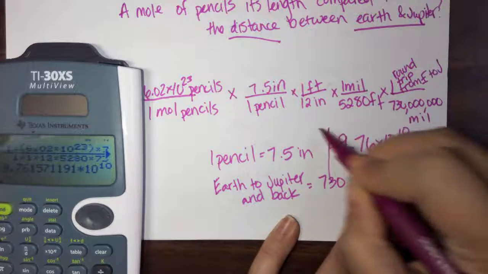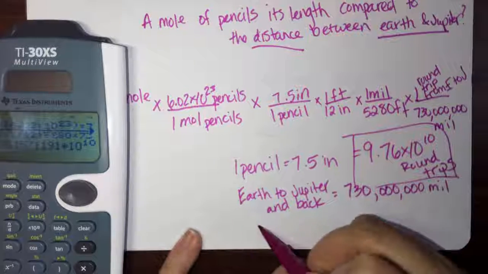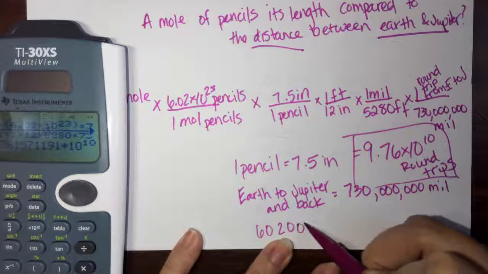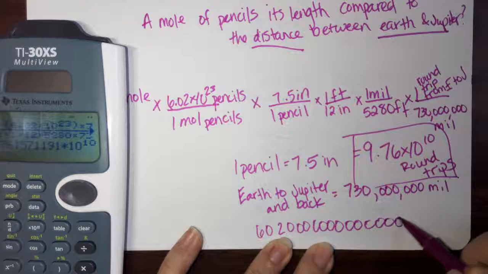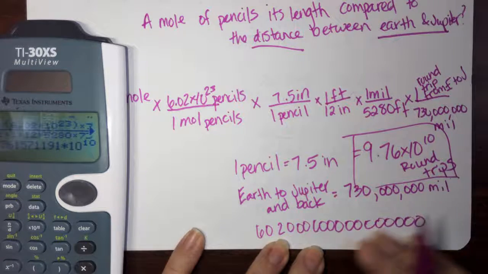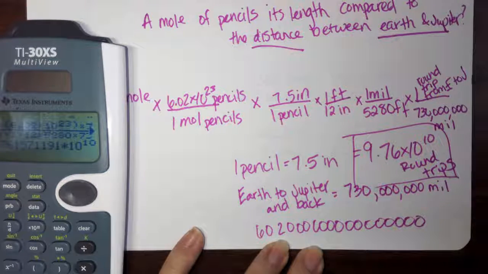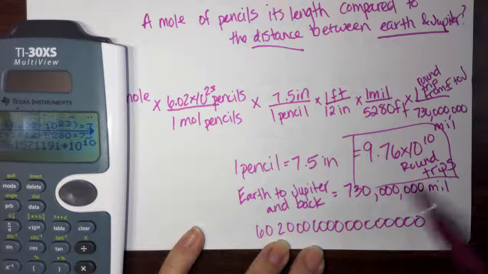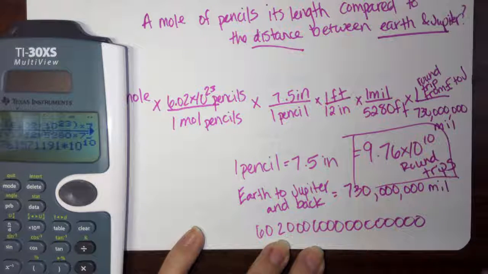Okay, so basically that means that we have 1 mole of pencils, which is 602 followed by a long string of zeros. I may be missing a few zeros; there should be a total of 21. But regardless, this is how many pencils we have lined up in a huge long line. And so it's saying that with all of these lined up, we can go round trip 9.76 times 10 to the 10th times from Earth to Jupiter, which is a crazy amount of distance.